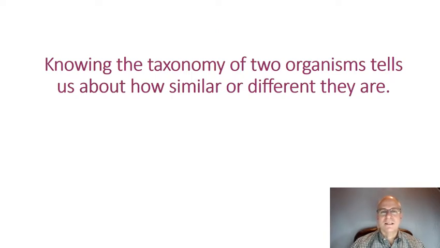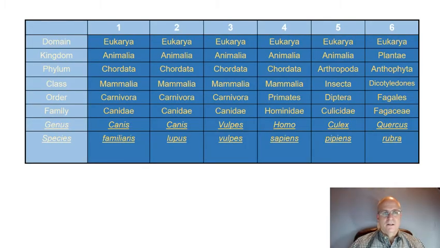So, if we know the taxonomy of 2 or more organisms, this tells us an awful lot about the relationships between them. How similar are they, or how different are they? I'm going to put up the taxonomic levels of 5 different organisms, and I'm again going to ask you to pause the video and take a look to see if you can tell how similar or how different these organisms are. Please pause your video here and take a few minutes to look at them, and we'll talk about it when you restart the video.